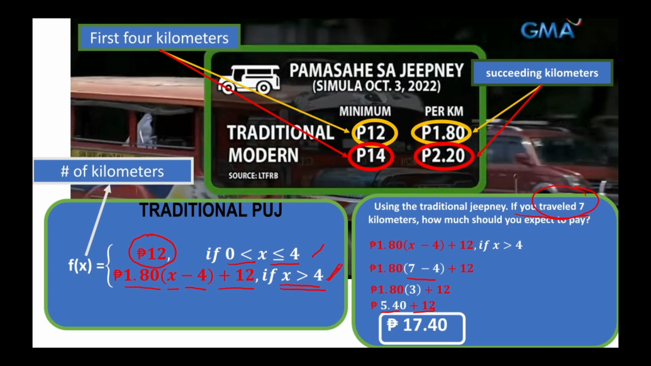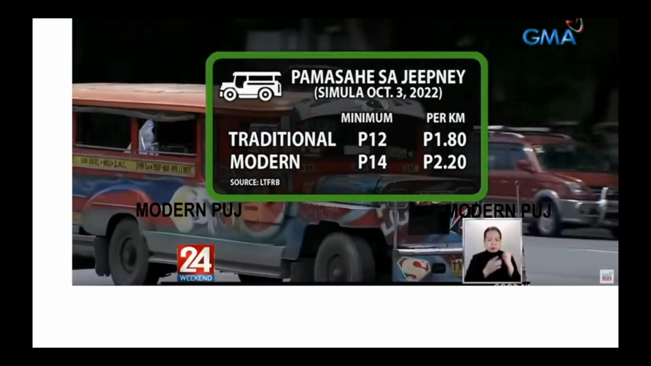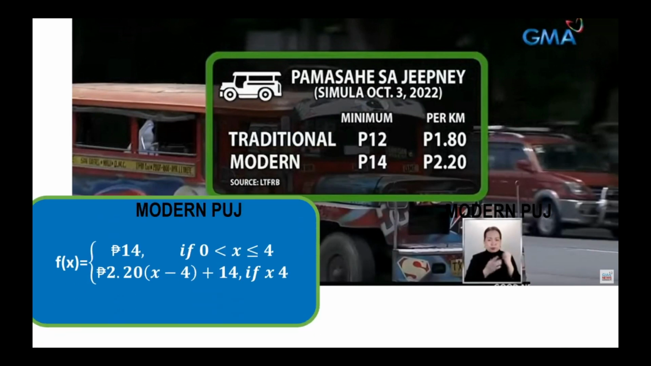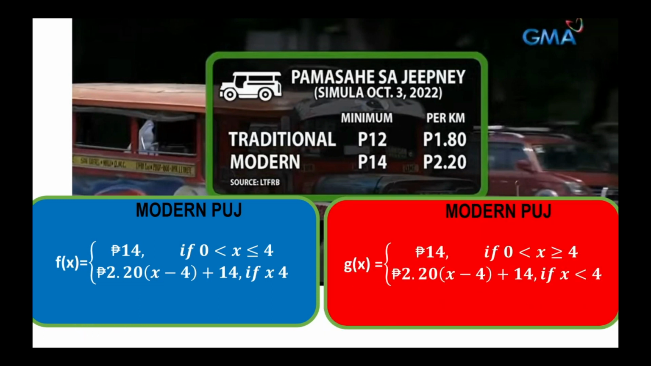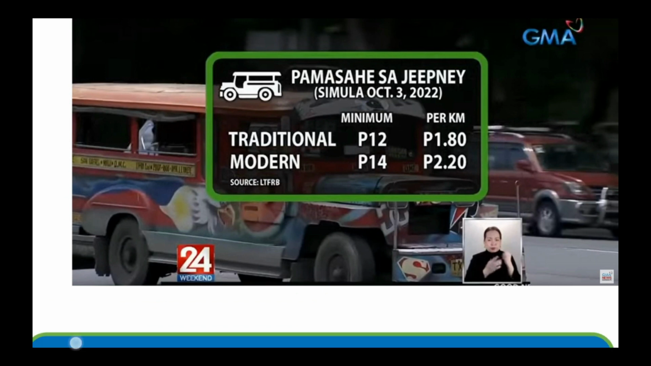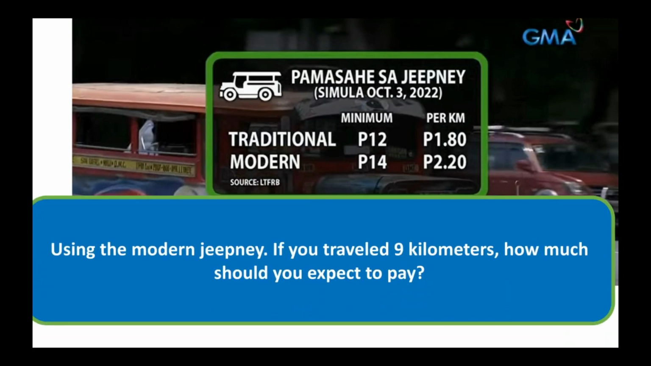Okay? Your turn. Using the modern jeepney fare matrix, which of these two piecewise functions represents the correct notation? And using the modern jeepney, if you traveled 9 kilometers, how much should you expect to pay?